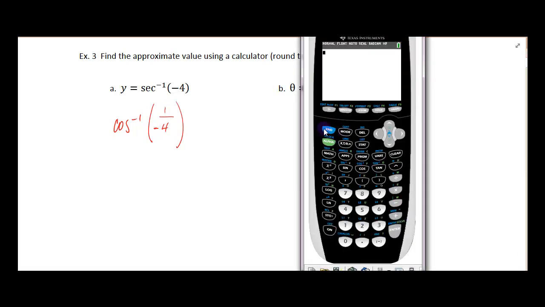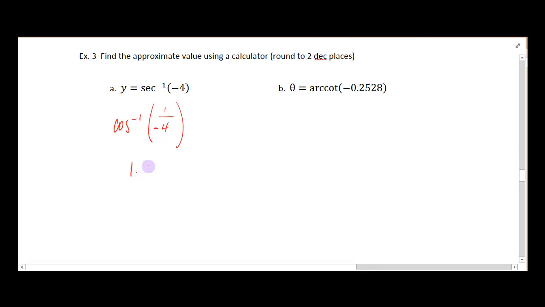So I have second cosine, which brings up my inverse cosine function, and I have -1 divided by 4, hit enter, and it returns for me a value of 1.82. Okay, so approximately 1.82 is the answer when I take the inverse secant of -4. So that's kind of straightforward as far as that kind of a solution.